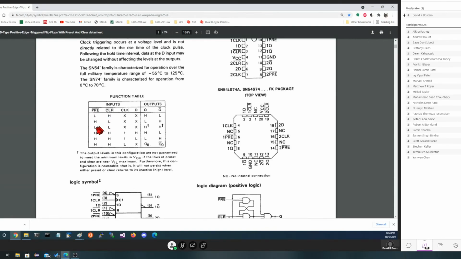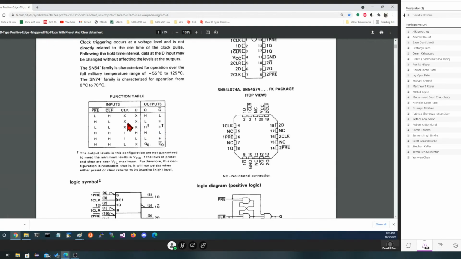Notice that in the case of low and low here, you're telling it to do both of the 2. Over here, if you were to read the note below, it says you're going to get a high state temporarily, but when you release one or the other, it's going to fall back to the disallowed state. So while it's illegal, it does something rational.